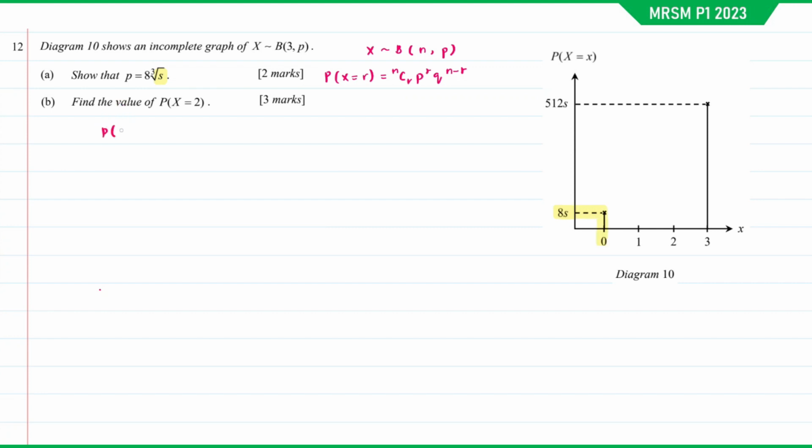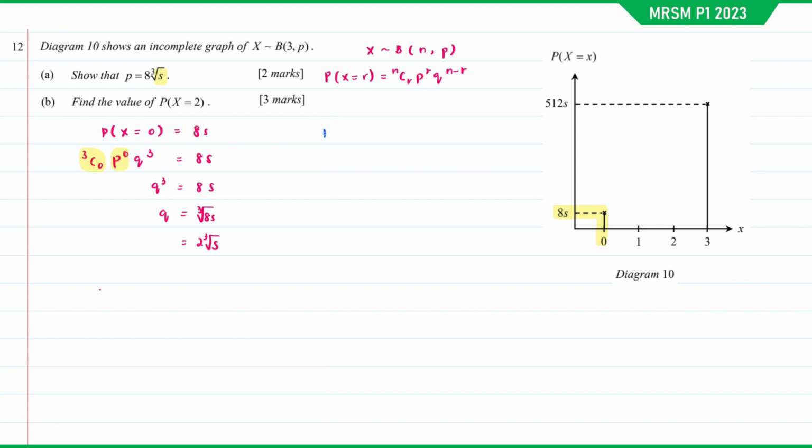So here, when P(X = 0), the answer is 8s. Now refer to the formula. This will be 3C0 p to the power of 0 q to the power of 3, which is equal to 8s. The value of 3C0 and p to the power of 0 is equal to 1. Therefore, q cubed is equal to 8s. Then q is equal to the cube root of 8s. The cube root of 8 is equal to 2. So q is equal to 2 times the cube root of s.